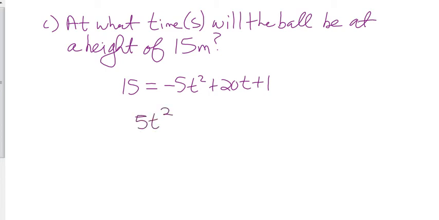So 5t squared minus 20t plus 14 is equal to 0. It doesn't say determine, so we can just give the answer. Is it factorable? Probably not.